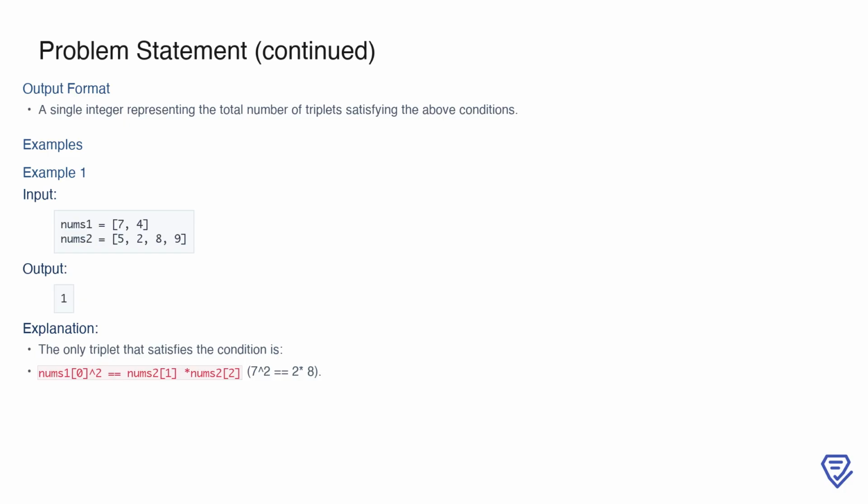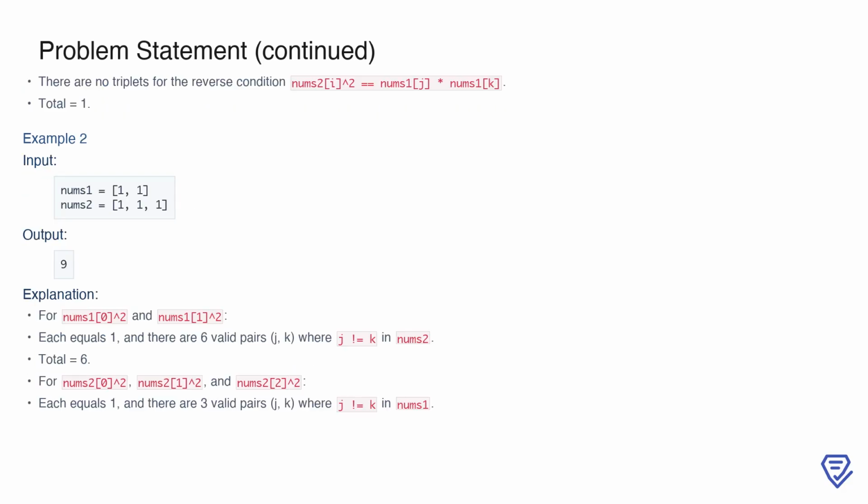For nums1 equal to [7, 4] and nums2 equal to [5, 2, 8, 9], the output is 1. This is because there is only one triplet that satisfies the condition, where nums1[0]^2, or 7^2, equals the product of nums2[1] and nums2[2], which is 2 * 8. This means the triplet (0, 1, 2) is valid. In this example, no triplets satisfy the reverse condition where the square of an element in nums2 equals the product of two elements in nums1. Since there are no valid triplets for the reverse condition in this example, the total number of triplets remains 1.